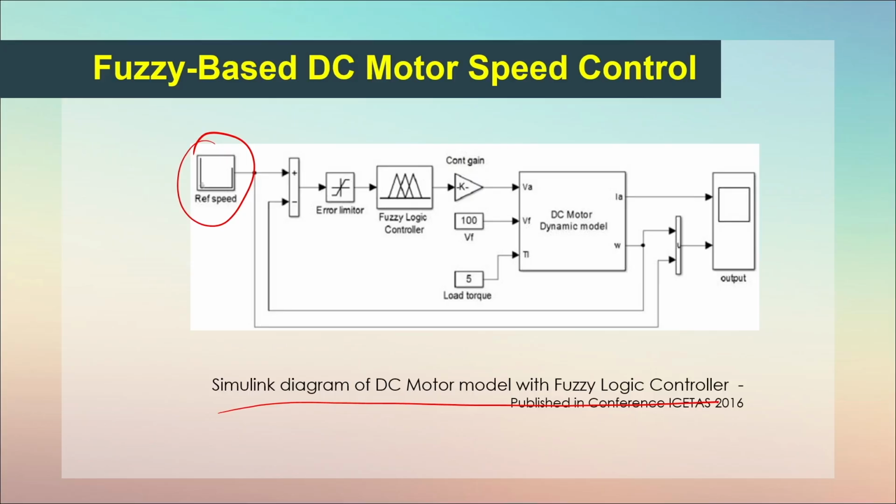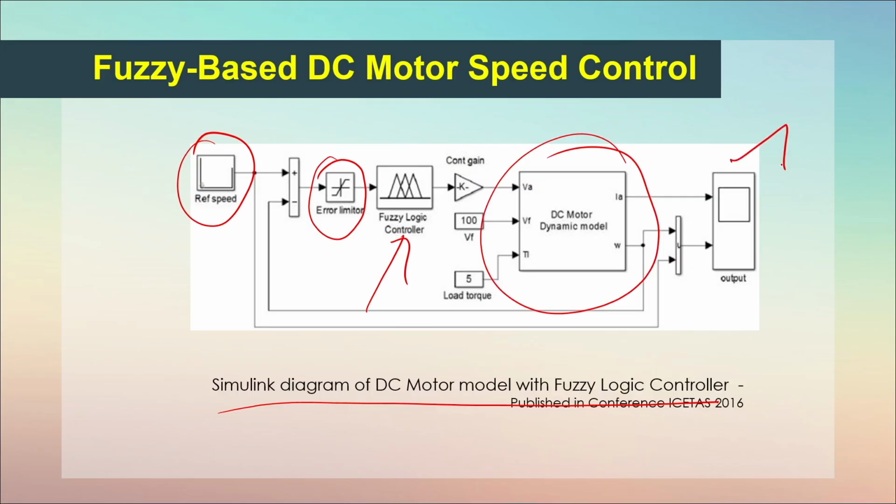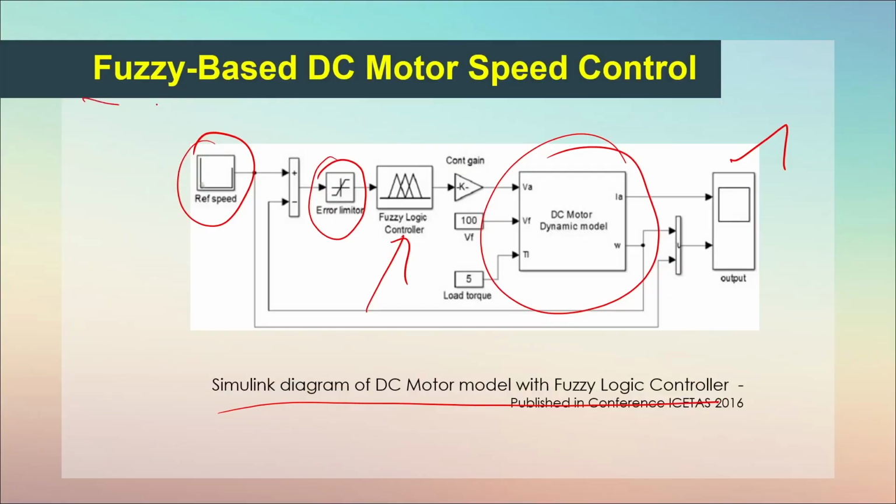So, here there is a reference speed, and the error is estimated over which the fuzzy controller is applied. Now the DC motor is connected with that. Based on the input its value is adjusted and we get the output here. So, the DC motor speed can be effectively controlled, adjusted and monitored with the help of the fuzzy logic system, and this diagram can be drawn using Simulink in the MATLAB environment, and of course it was published in a conference in the year 2016.